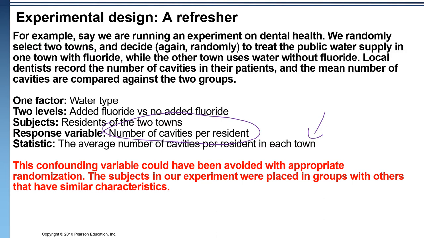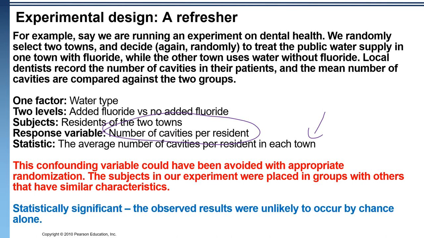I also used the word statistically significant on the previous slide, and that's saying that our results can't be explained just by chance. There was a difference in the number of cavities that had to do with something other than chance alone. It could have been our treatments, or it could have been this confounding variable in this case. So that was confounding variables. Let's move on to lurking variables.